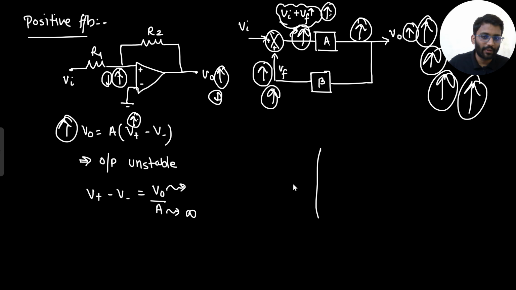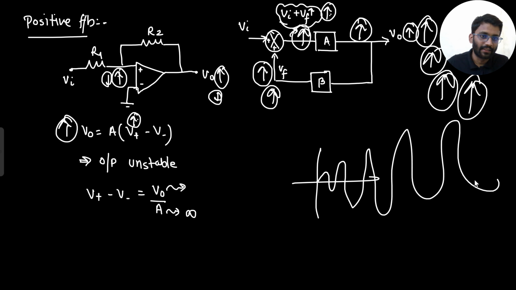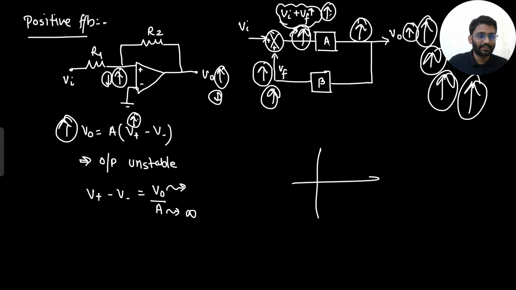So basically in positive feedback, what will happen? Like this, like this, it will keep on going. So this is unstable. But in negative feedback, what will happen? Like this, it will slowly die down and stabilize. Well and good.